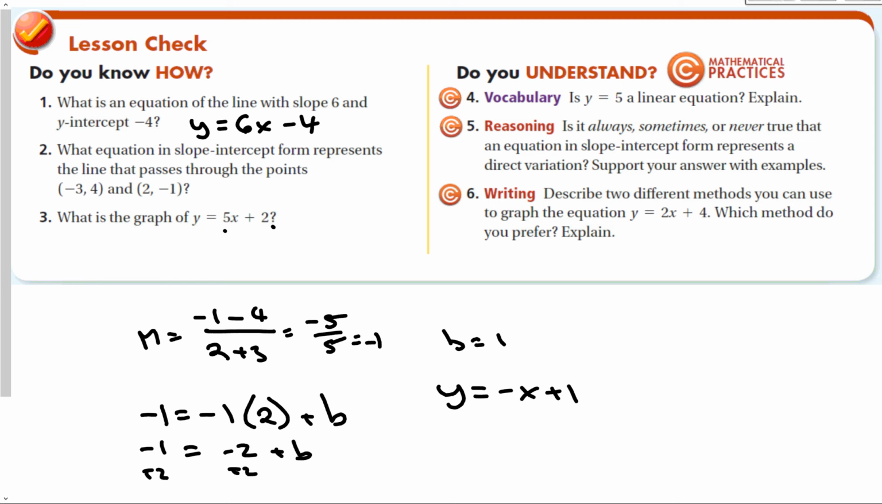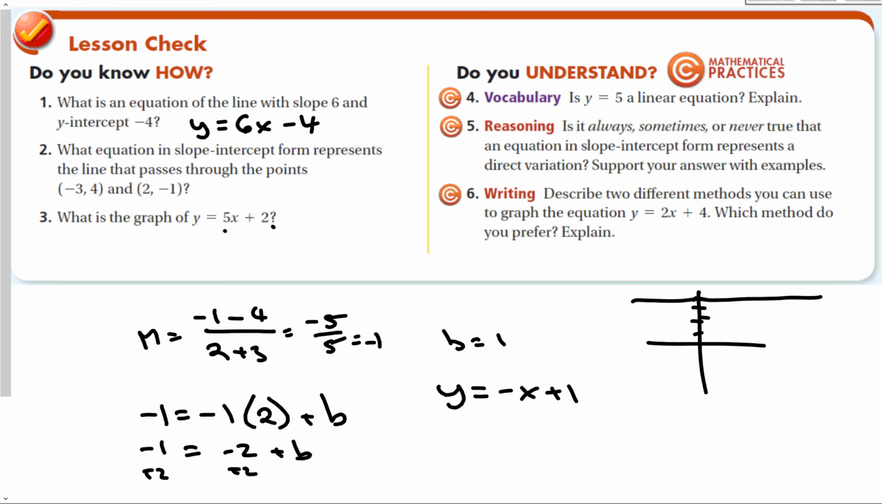Is y equal to 5 a linear equation? Yes, it is a linear equation because it doesn't have x to any other power like 2, 3, 4, or whatever. Okay, it happens to be a special kind of linear equation because it has no independent variable. y is always equal to 5. The output is always 5. So if you think about it, if I have a graph, 1, 2, 3, 4, 5, if my output is always 5, it's going to be flat. Okay, so that is a horizontal line.